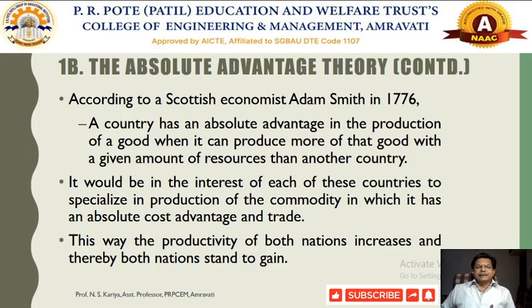So it would be in the interest of each country to specialize in production of the commodity in which it has an absolute cost advantage and trade. Now countries can supply some particular goods and services, say for example India. India will supply some particular goods, say for example food grain, software, iron ore, lignite, textile to Britain. Britain will supply technological goods to India.